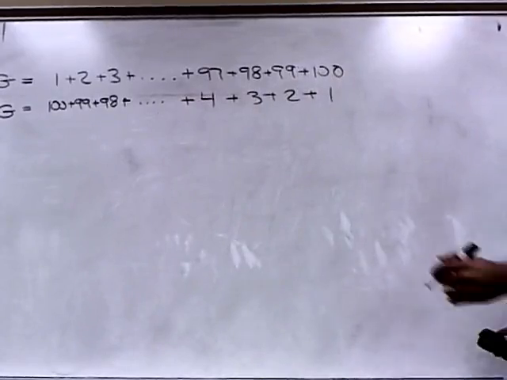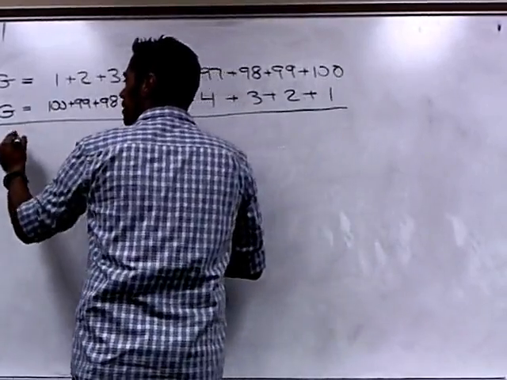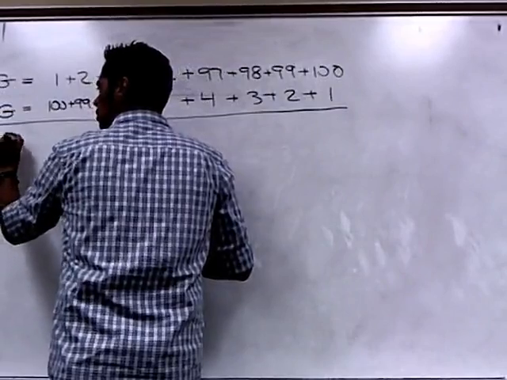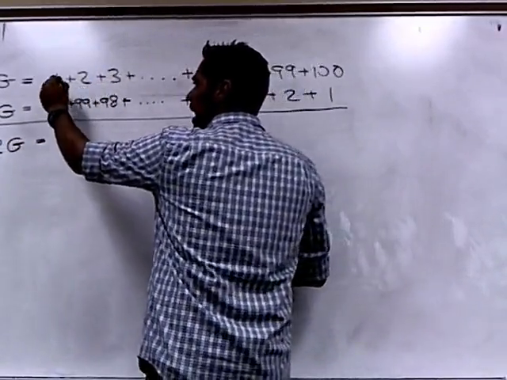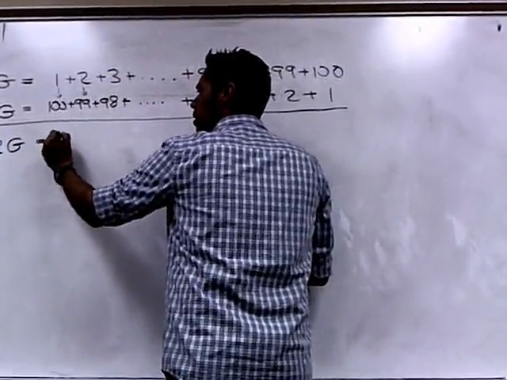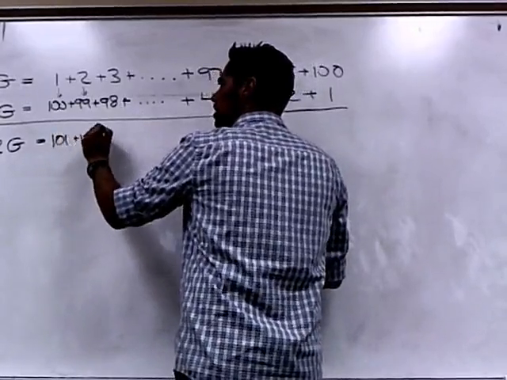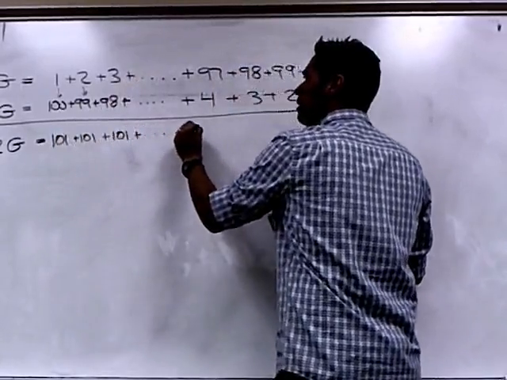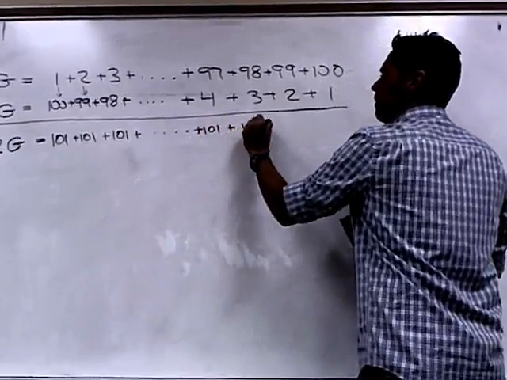And Gauss realized that if he took the two lists and added them together, what's G plus G? Well, that's 2 G's, isn't it? And if I add these lists together, add straight down, what happens here? What's 100 plus 1? 101. What's 99 plus 2? 101. What's 98 plus 3? 101. And that's going to keep happening all the way down the list, right?